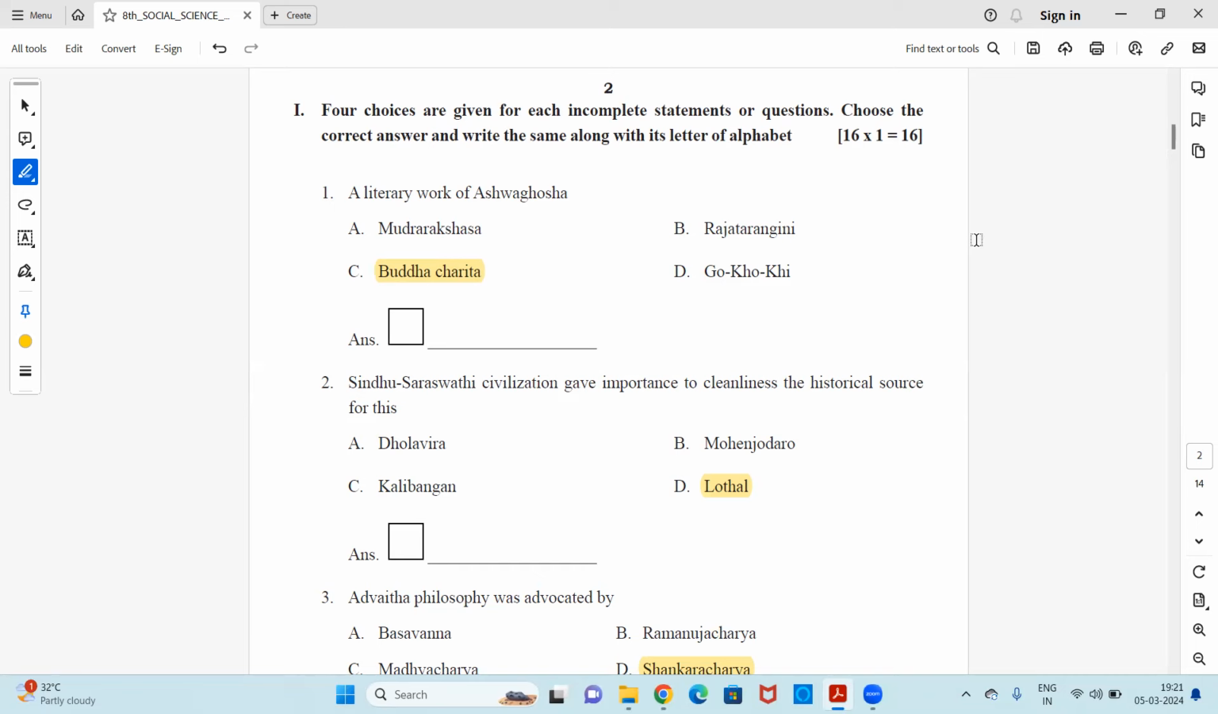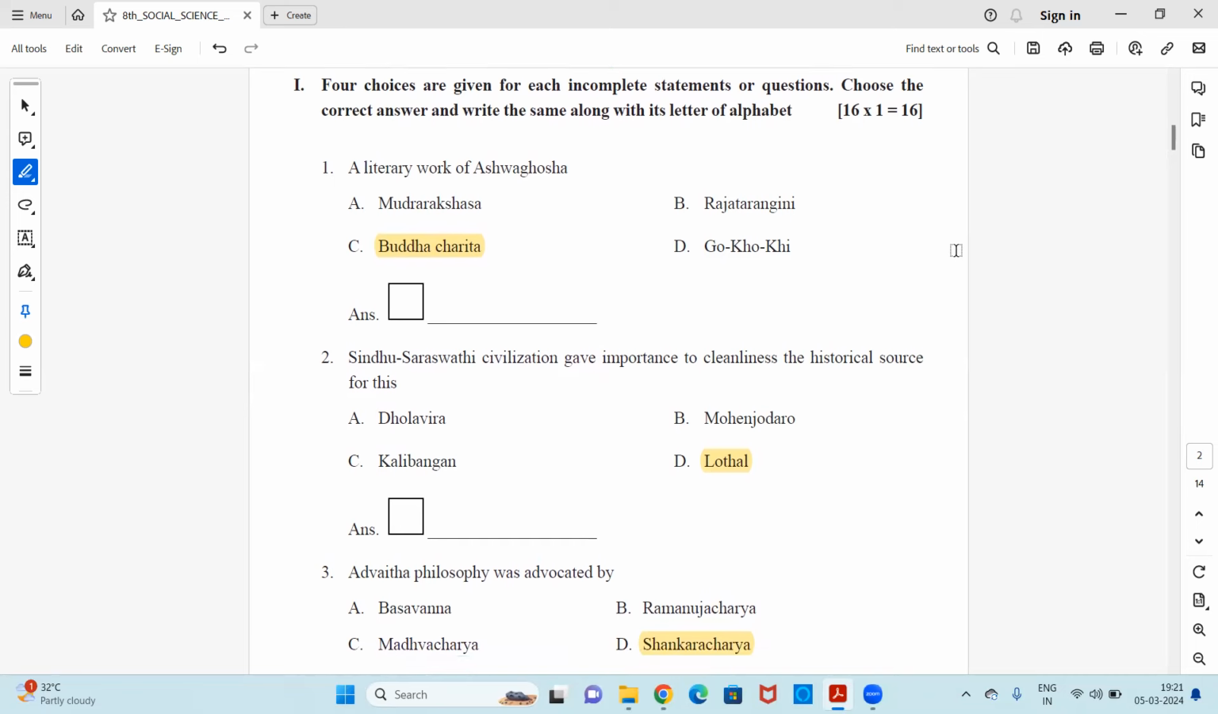So now let's get started with this year's model paper for class 8 social science. First main: 4 choices are given for each incomplete statement or question. Choose the correct answer and write the same along with its letter of alphabet.